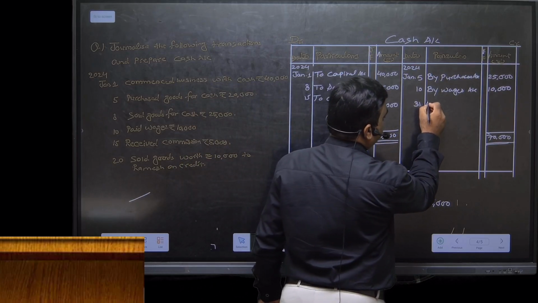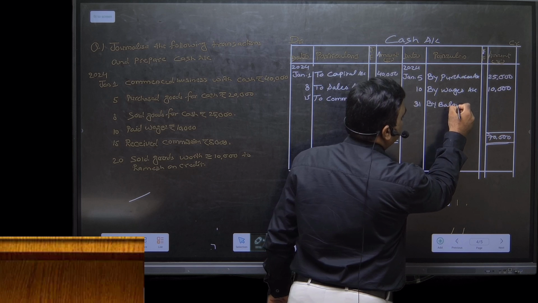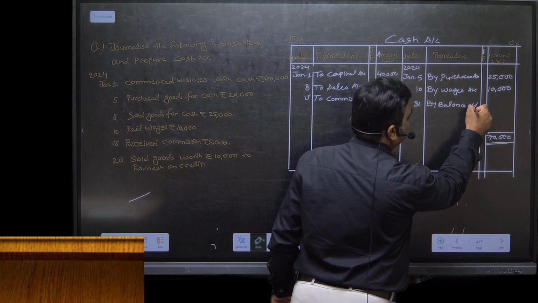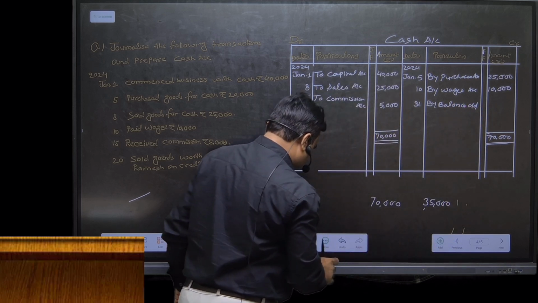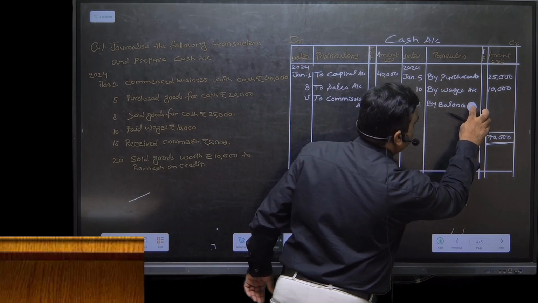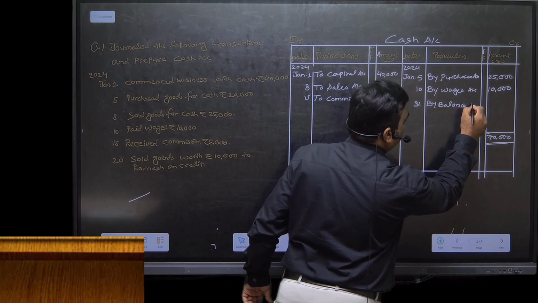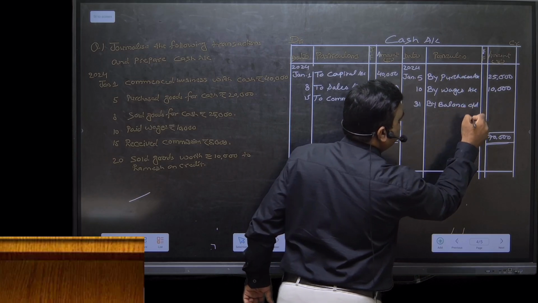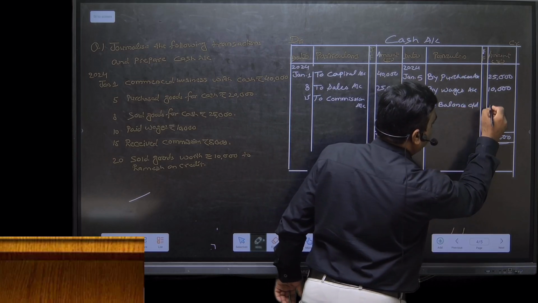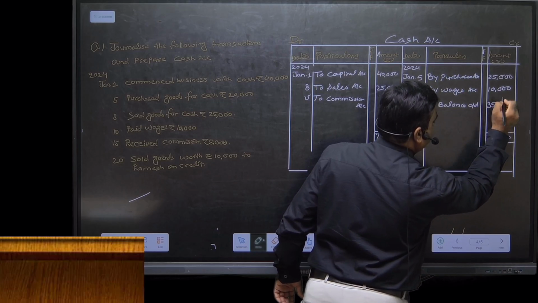So we have to write here by balance CD, means balance carried down. We have to write here by balance carried down. This is the closing balance. 70,000 minus 35,000, the balance is 35,000.